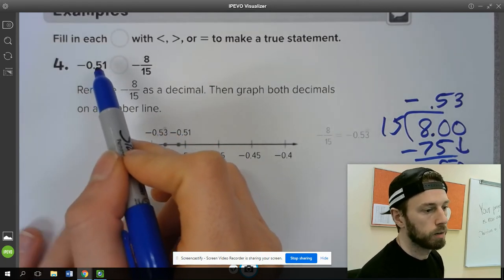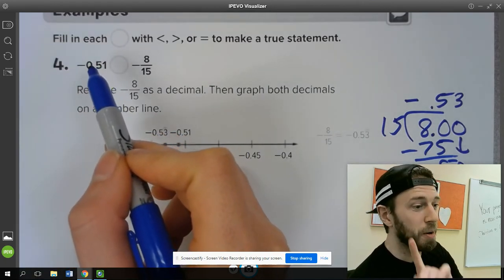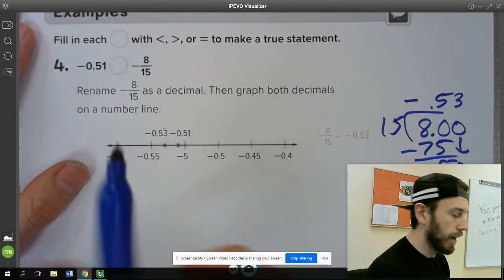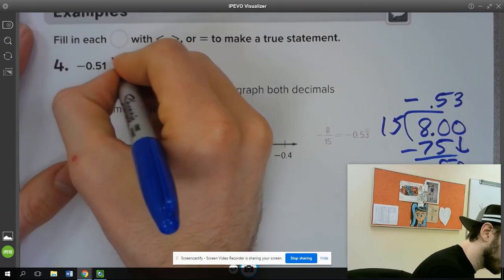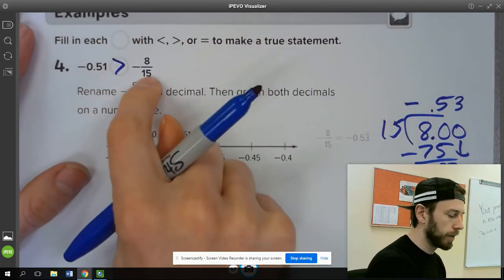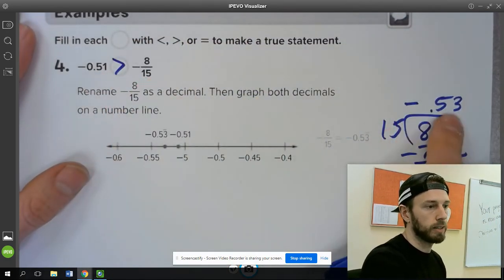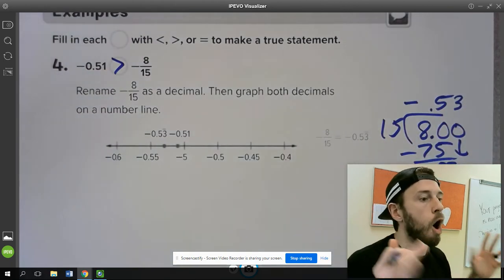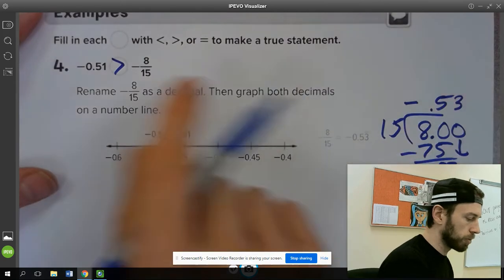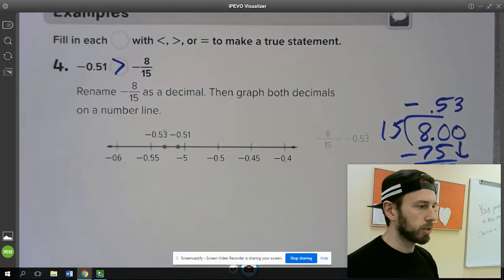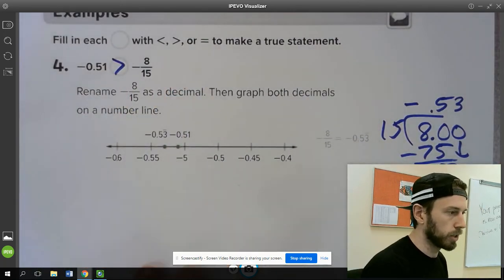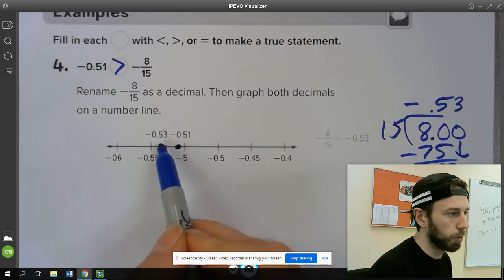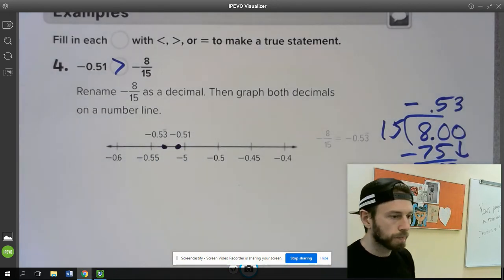The negative 0.51 looks smaller, right? But remember, with negative numbers, it's the opposite. So this one's actually bigger than this one right here, and I already know that. The negative 0.51 is greater than negative 8/15 because negative 8/15 as a decimal is negative 0.53 something. I don't really care what it is. I already know that it's going to be smaller. So this is going to be my answer to this problem. And they put it on the number line here for you guys so you can see the negative 0.51 is actually bigger. And the negative 0.53 is just a little bit further down, right?